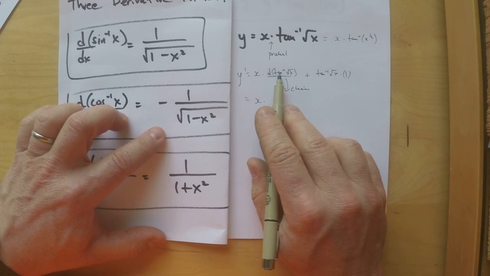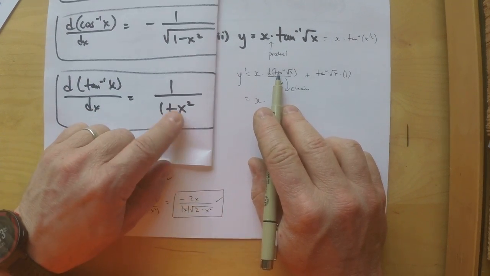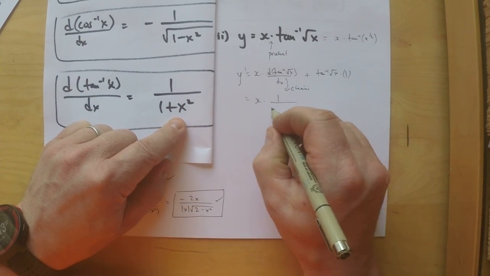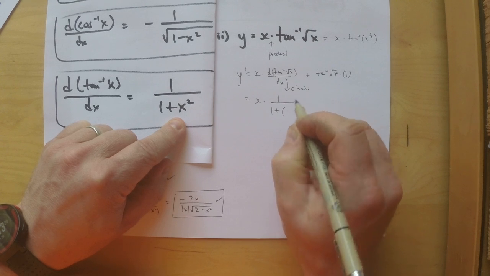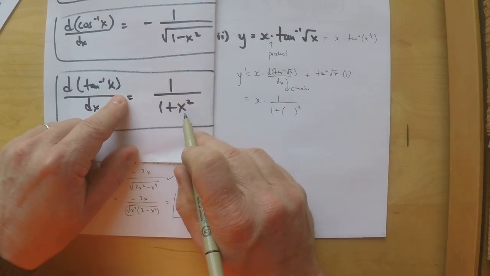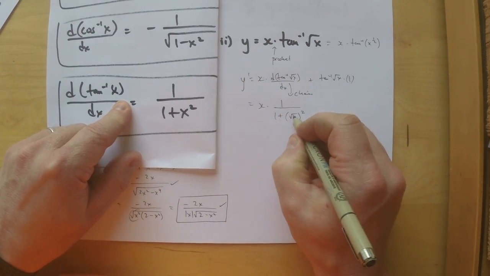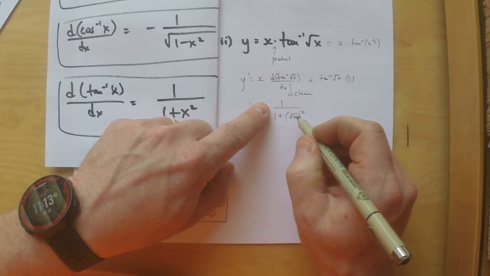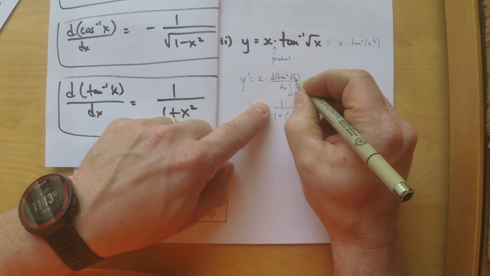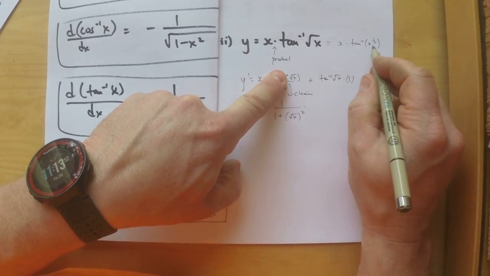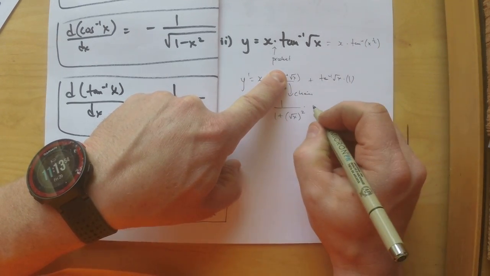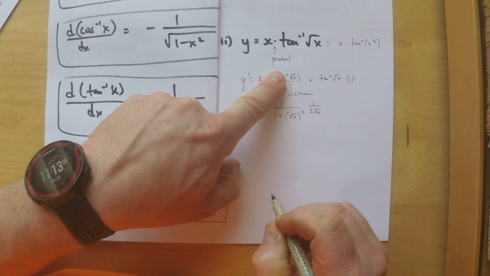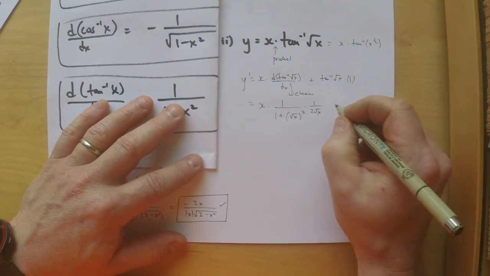So chain rule, outer derivative is this. So it's 1 over 1 plus something squared. It's not x. In this case, it's the square root of x, because that's what the inside is. So there's the outer derivative evaluated at the inside times, now I need to multiply by the derivative of the square root of x, and the derivative of the square root of x, you've done it many times, is 1 over 2 root x.